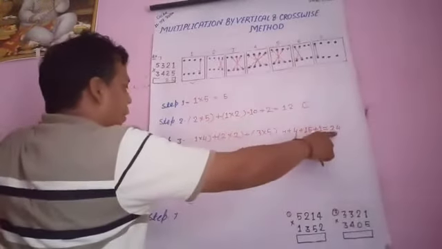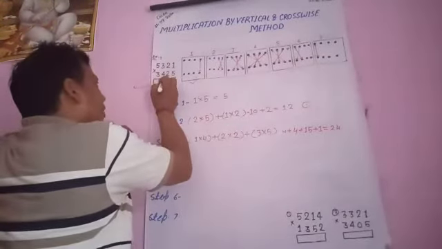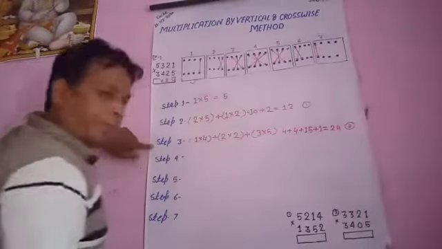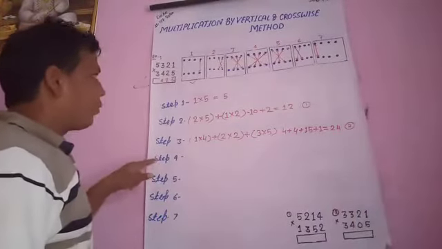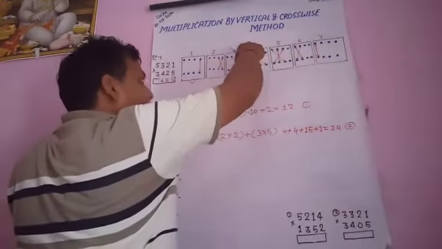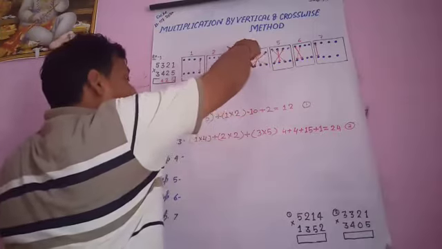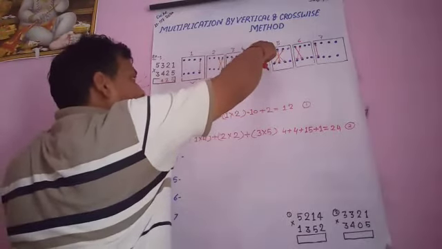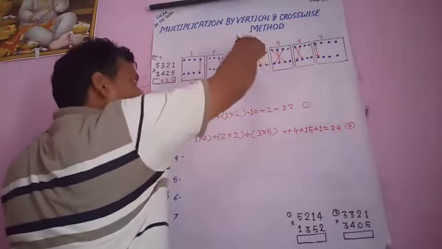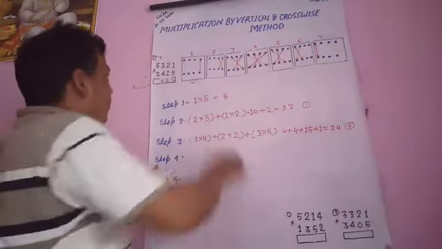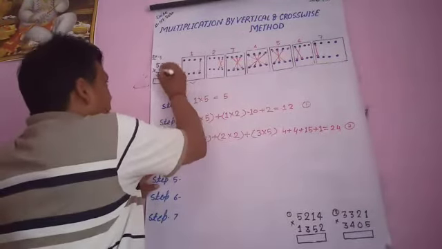So 24, we write 4 and carry 2. Carry 2. Go to step 4. In step 4, all numbers are multiplied, first into last and last into first. All numbers are crosswise multiplications. So 1 into 3.